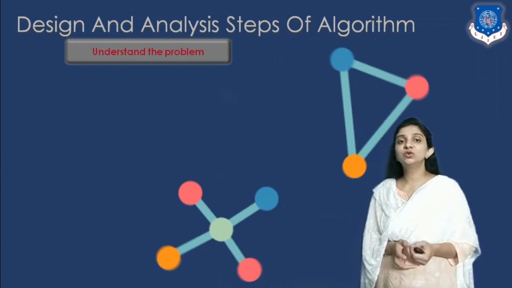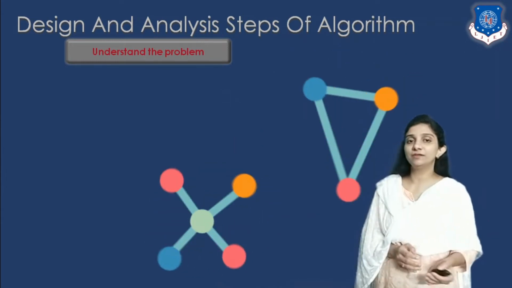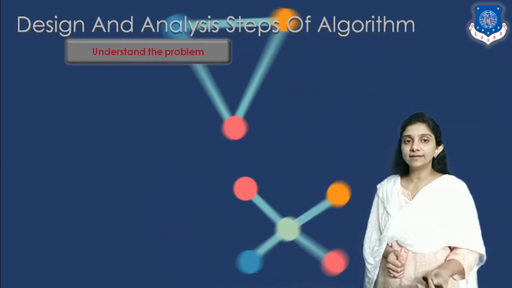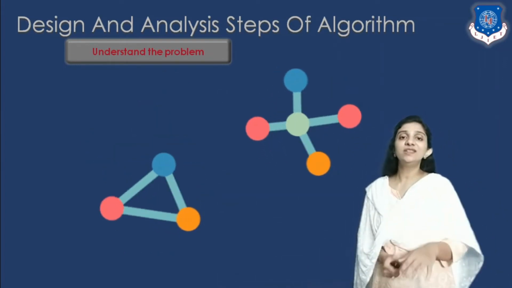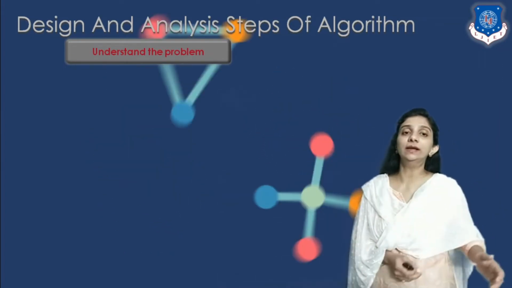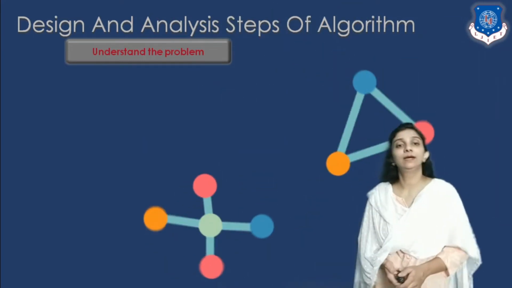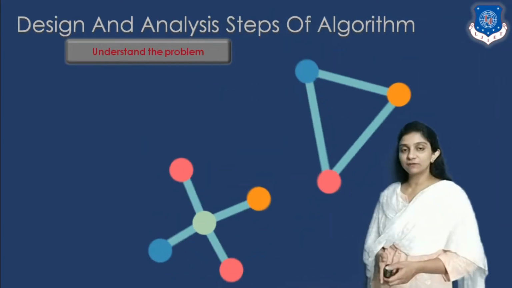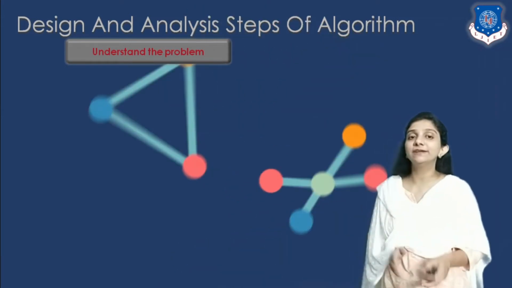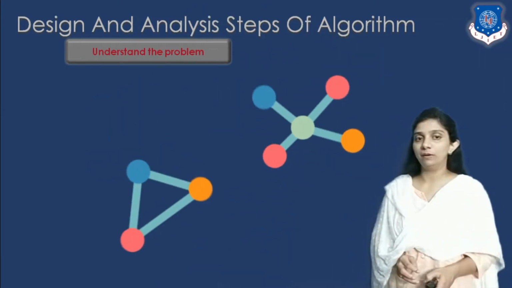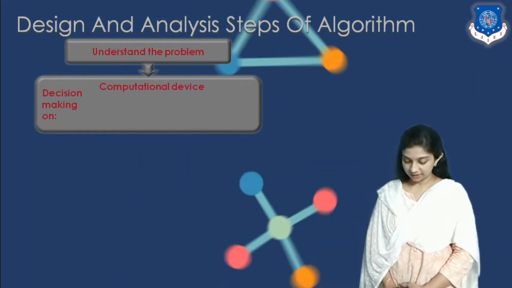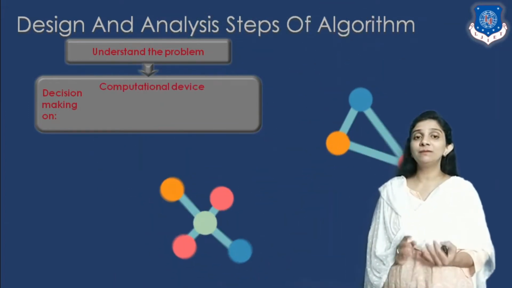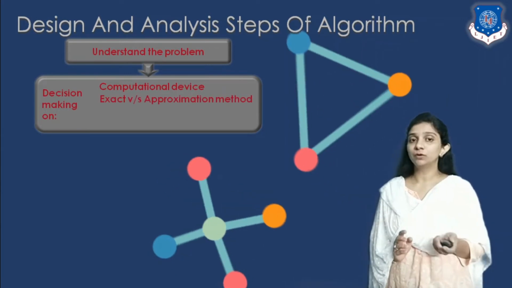Unless and until you understand what the problem is, what you want to get as an output, what will be your input, all these things will not be clear. Till then you will not be able to write down an algorithm. So the very first step that you should be clear about is the understanding of the problem. Here at this step you should also know what will be your input and what will be your output.